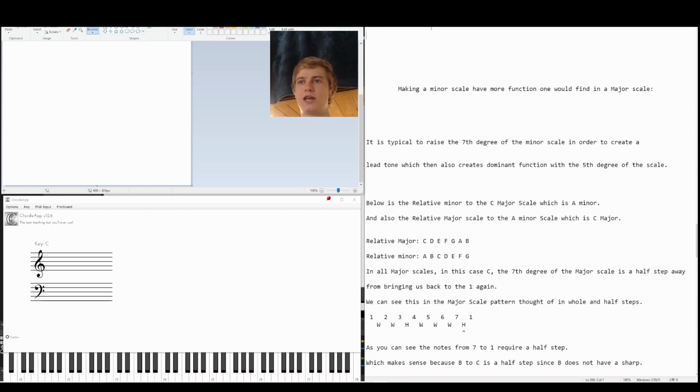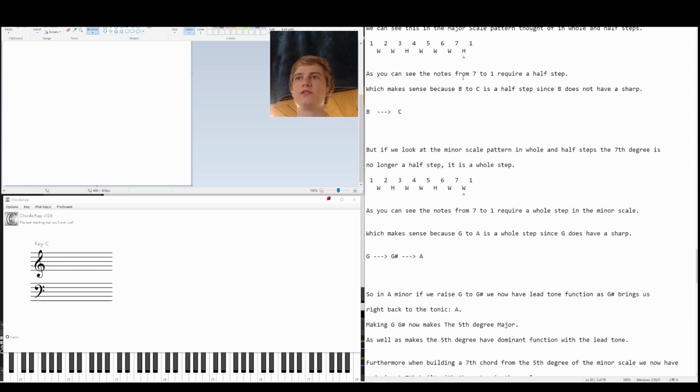So in all major scales, in this case I'm looking at C major, the 7th degree of the major scale is a half step away from bringing us back to the 1 again. We can see this in the major scale pattern thought of in whole and half steps. So you just look at the major scale pattern I talked about in the beginning, and you look at the fact that the last step is that half step, which remember is very important. This is very important because this is that leading tone. So as you can see, the notes from 7 to 1 require a half step, in other words, from B to C. So it makes sense because B to C is a half step since B doesn't have a sharp.